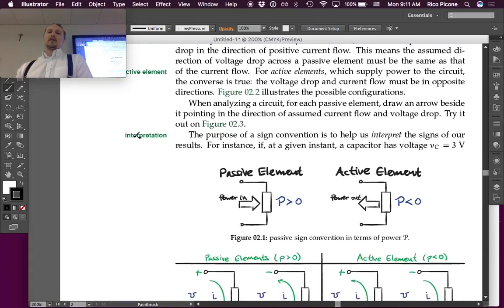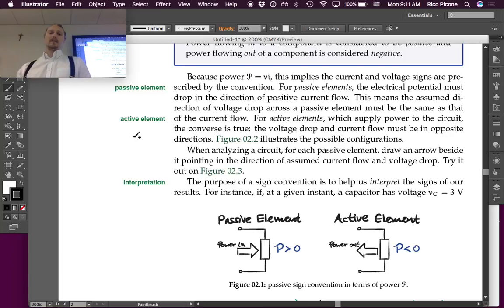the figure that I was referring to, 2.1, is this. So if you have a passive element, it's got power flowing into it. The power is considered greater than 0. An active element is one like a source, right? That's delivering power to the circuit. And so power is coming out of it, and so power is going to be considered to be negative from an element like that.